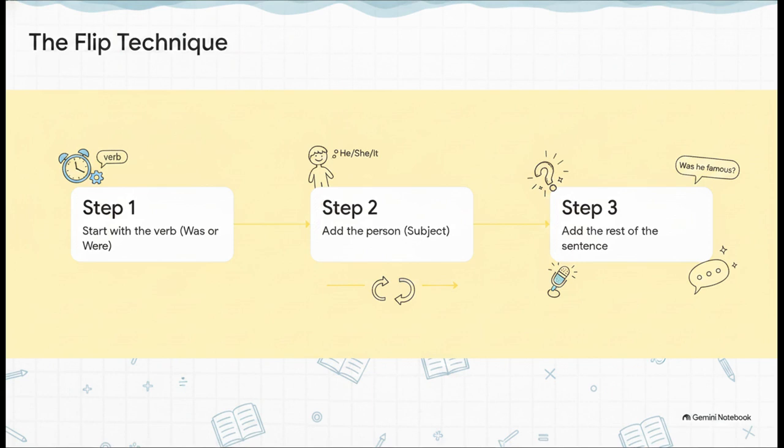Step 1, you start with a verb. Step 2, you add the person. Step 3, you finish the sentence. So he was famous does a little flip and becomes was he famous? It's a brilliantly simple mechanical move that instantly turns a statement into an inquiry.